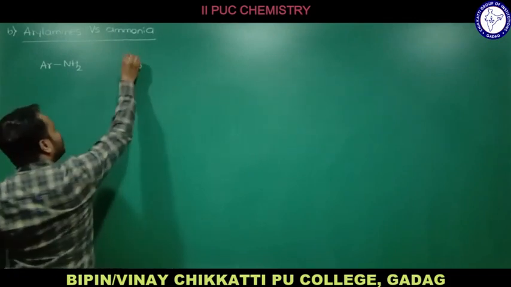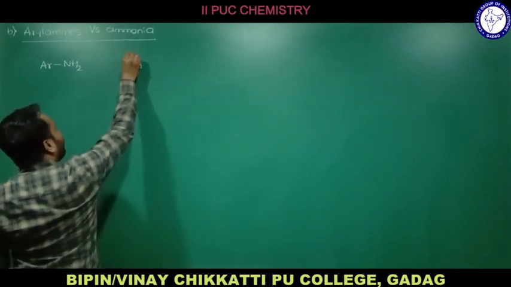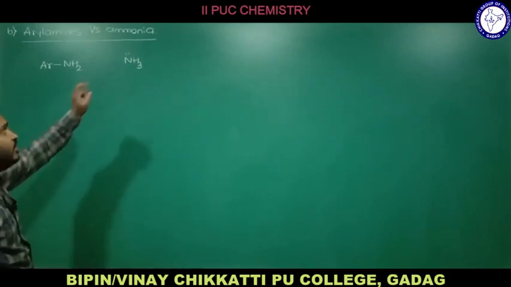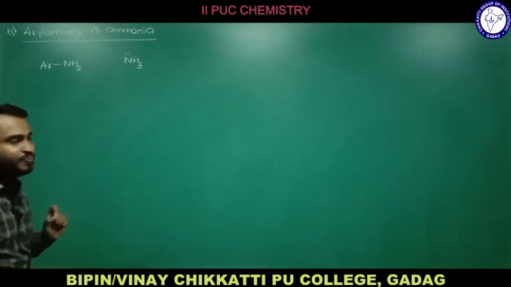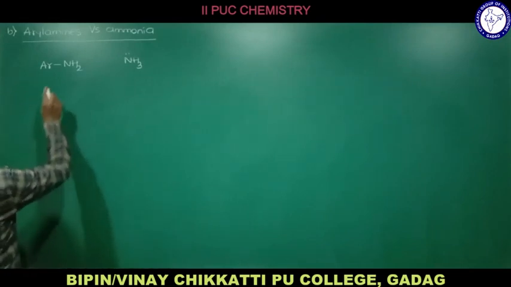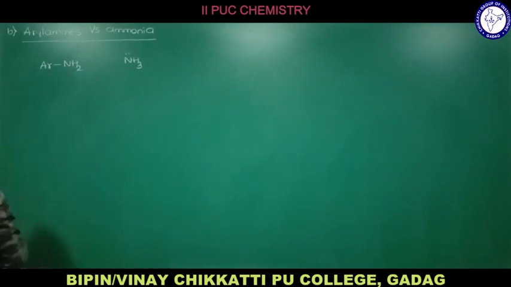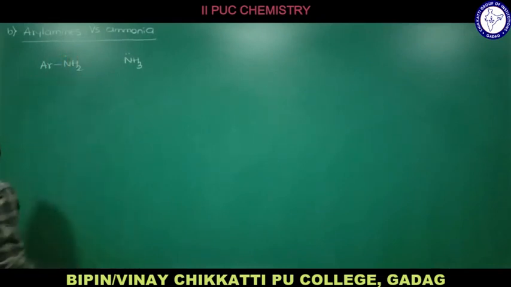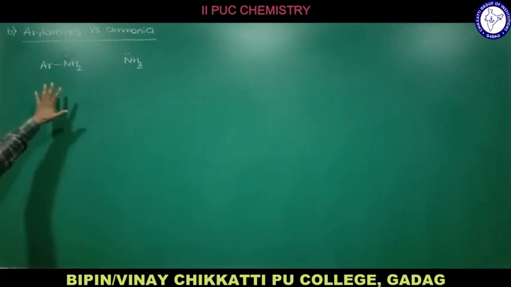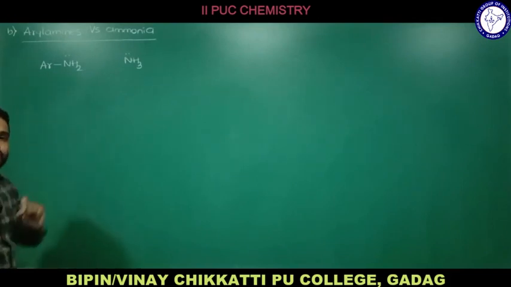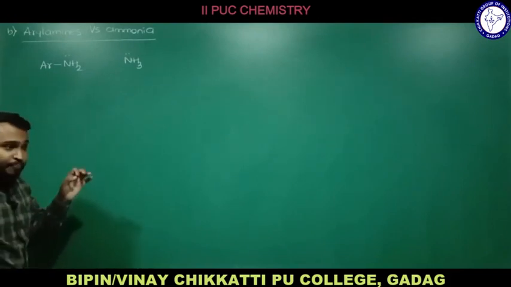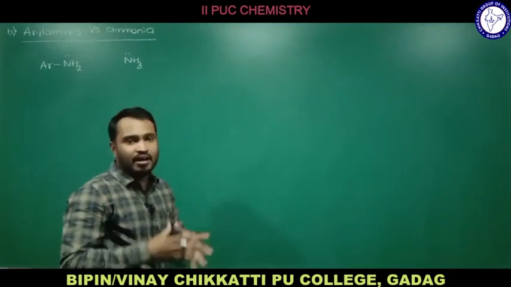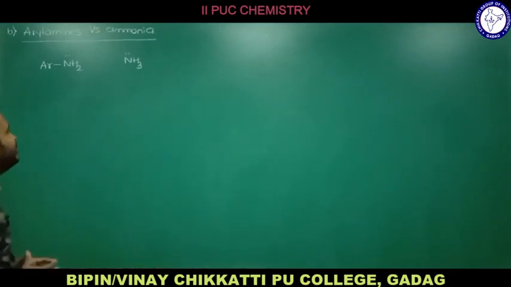In ammonia, the nitrogen contains a lone pair of electrons which is easily available for protonation, therefore it is basic in nature. In arylamines, one hydrogen is replaced by an aryl group, so this nitrogen also contains a lone pair of electrons which is easily available for protonation, therefore this is also basic in nature. We will compare ammonia and arylamine and see which one is more basic in nature.